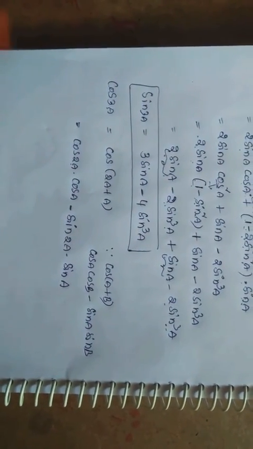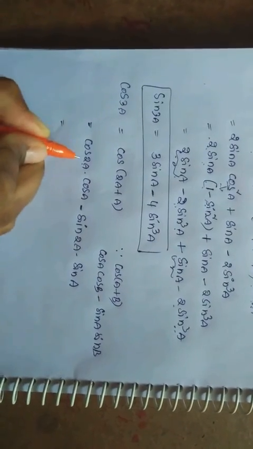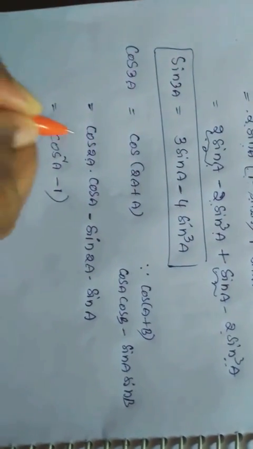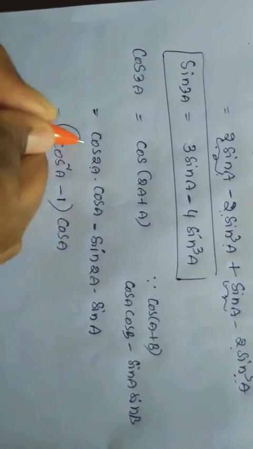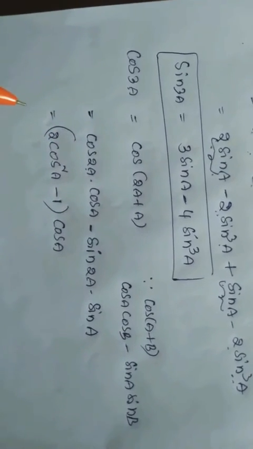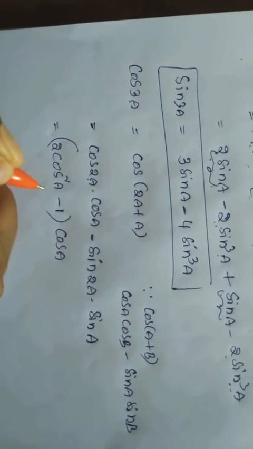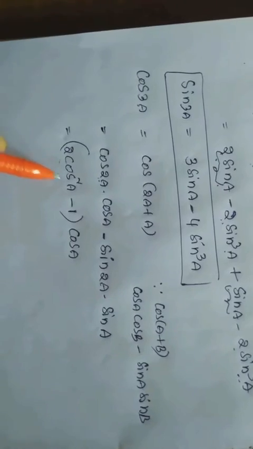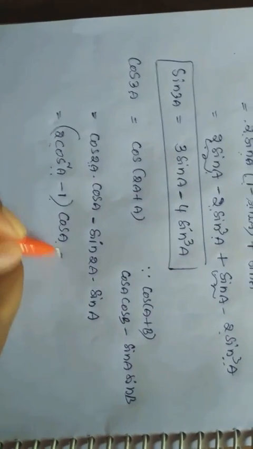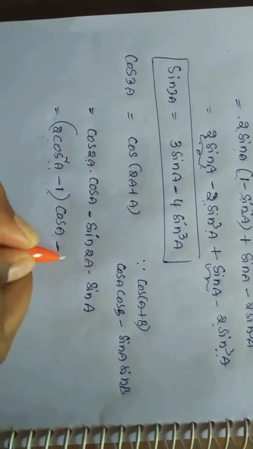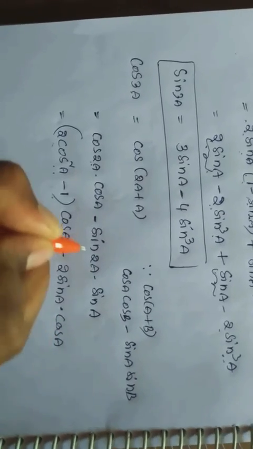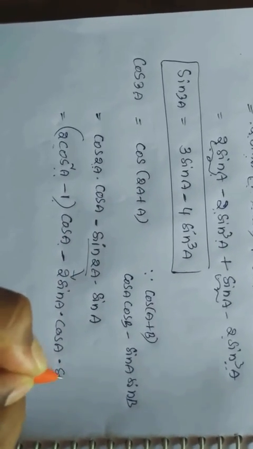So cos 3A formula is 4 cos cube A minus 3 cos A. Entire function should be in cos only. We should not get sin functions. So that only, here cos 2A we can write as 2 cos square A minus 1, into cos A. We know that cos 2A has 3 formulas: cos square A minus sin square A, 2 cos square A minus 1, 1 minus 2 sin square A. Here for cos 2A we use 2 cos square A minus 1 into cos A, minus sin 2A, we can write as 2 sin A cos A, into sin A.